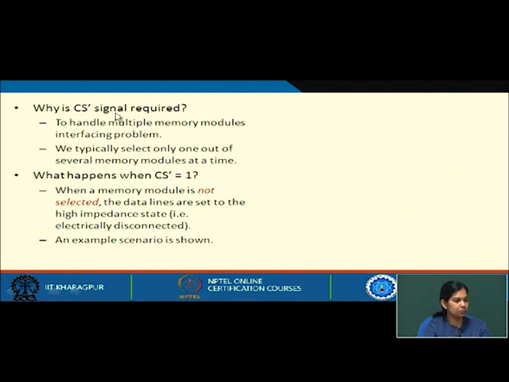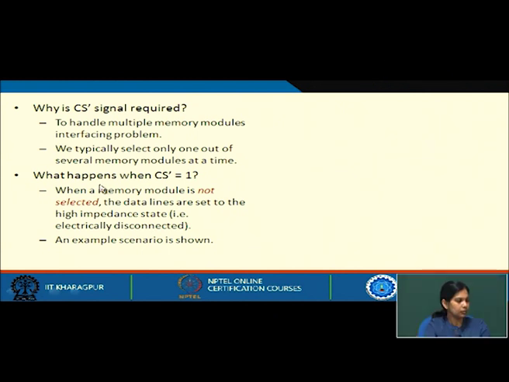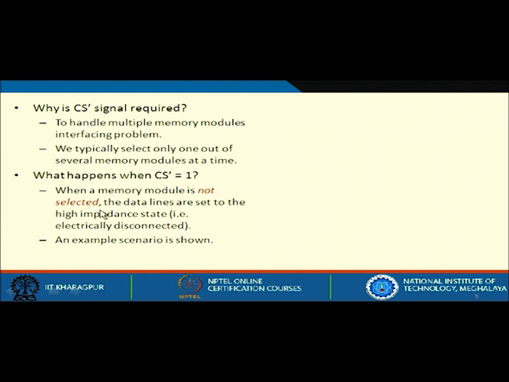Why is this chip select signal required? It is not required if you have a single module. If you have a single module, you do not require a chip select. Chip select is required only when you have multiple modules and you have to select one particular module from them. What happens when chip select is 1? When this chip select line is 1, then the memory module is not selected and the data lines are set to high impedance state, that is, electronically disconnected.